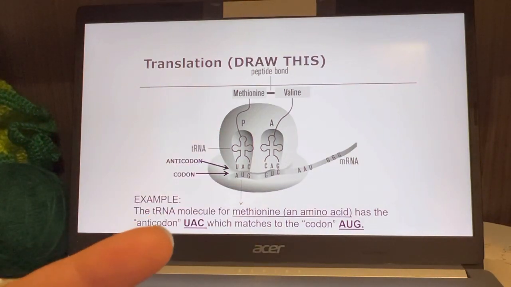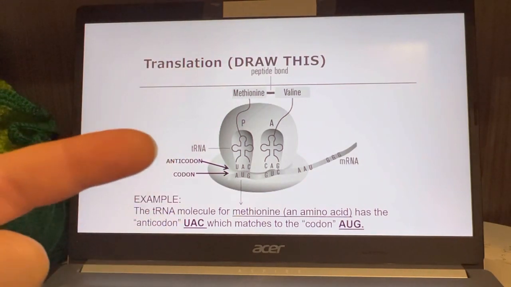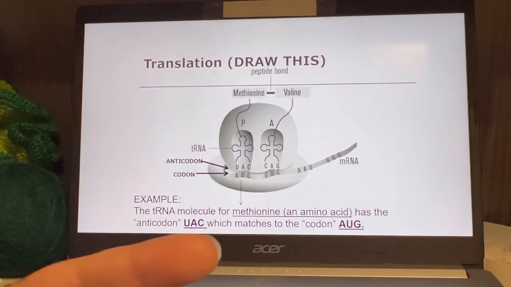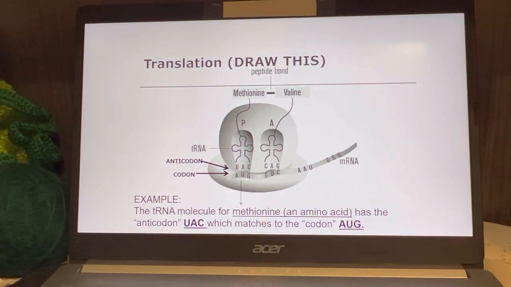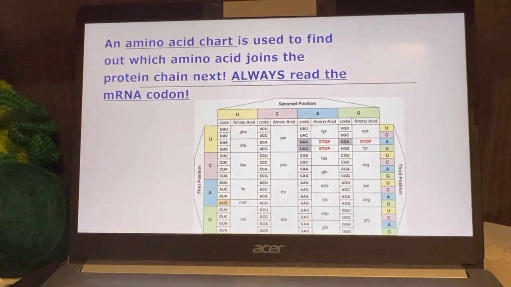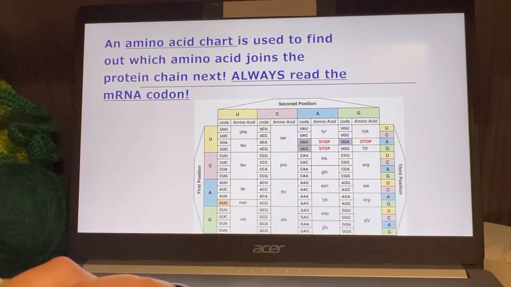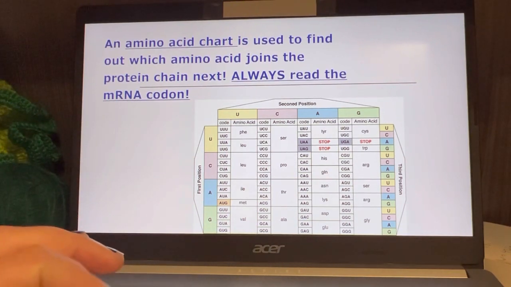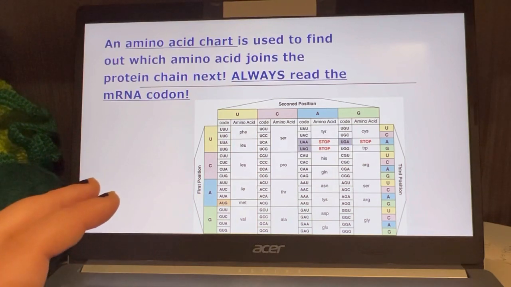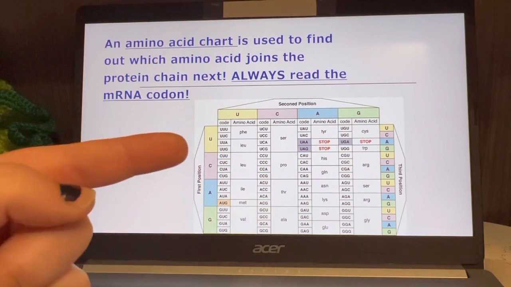So the tRNA molecule for methionine, that's this one here, has the anticodon UAC, which matches the codon AUG. You should be able to draw this diagram and explain what's going on. Alright, so this here is an amino acid chart, used to find out which amino acid joins the protein chain next, and you always read for the mRNA codon. Do not read what is being written by the tRNA. Always the mRNA. Okay, so first position.